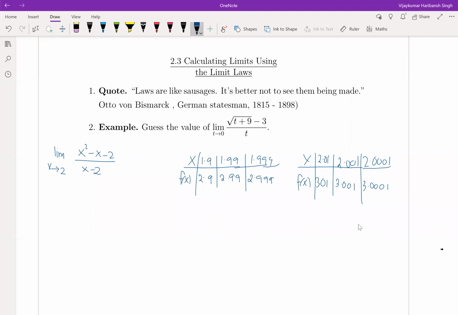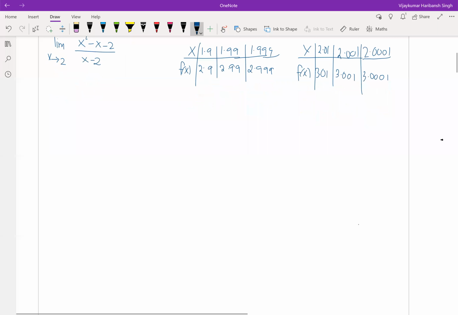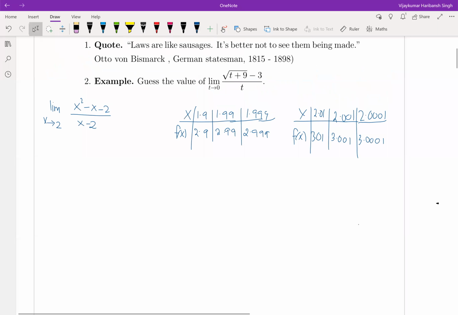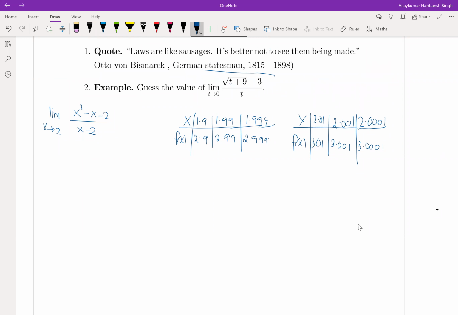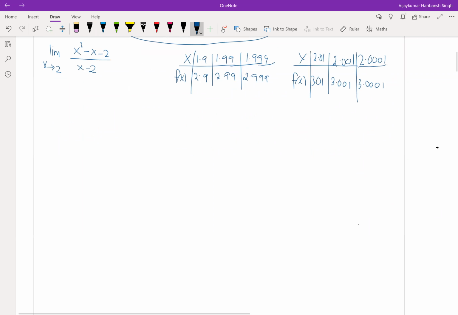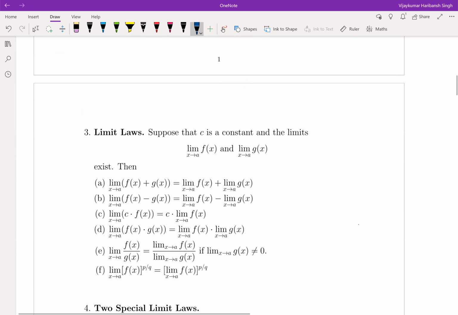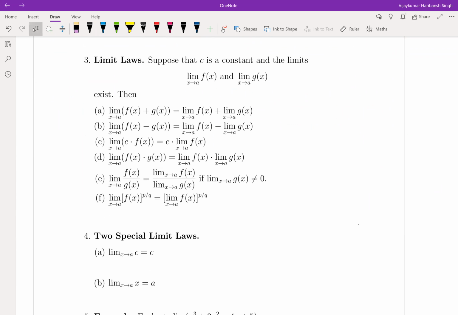But now we want to come up with laws of limits so that we can calculate limits without going through this, and have certain laws so that calculating limits becomes easier, or less tedious. So the motivating example is here. We want to find the limit as t goes to 0 of (square root of t plus 9, minus 3) divided by 3. For that, we have the following limit laws.